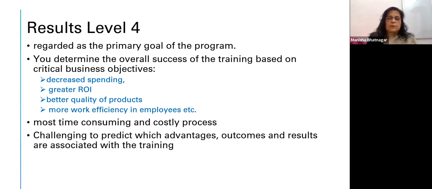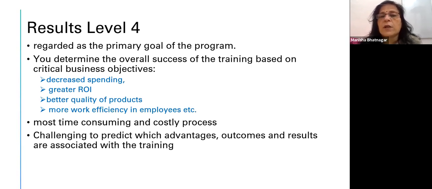It is challenging also. It is challenging to predict which advantages, outcomes and results are associated with the training. It could be that the organization benefited due to some other factors rather than training.